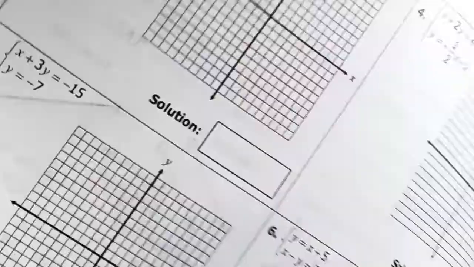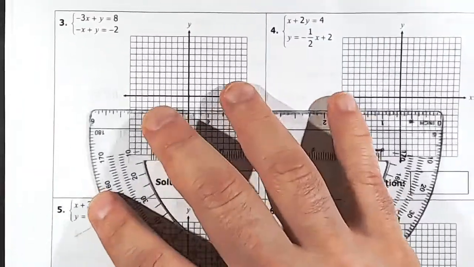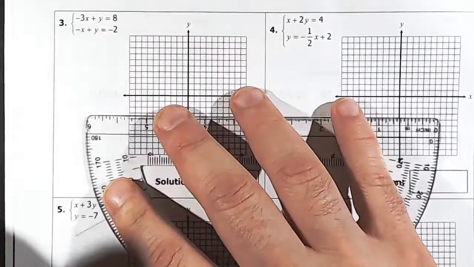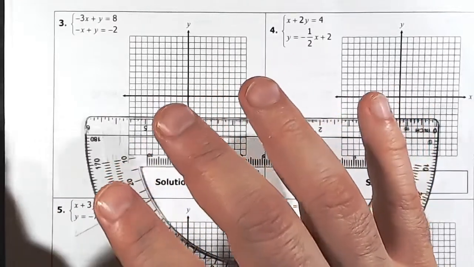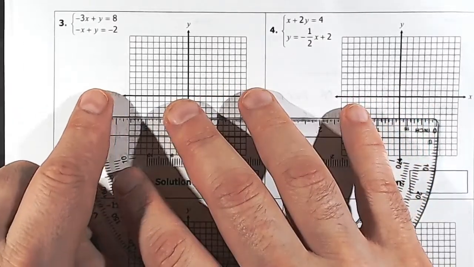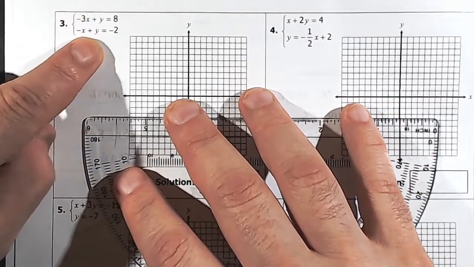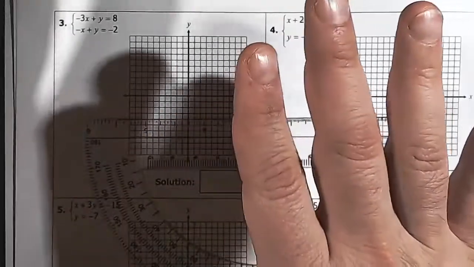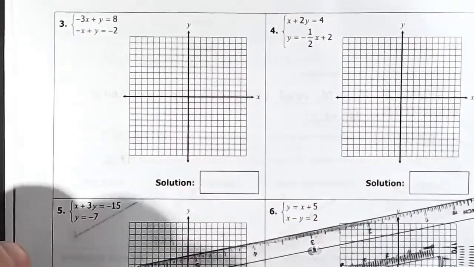All right, so let's get through a few of these by graphing. All right, now look at number 3. We have to remember our rules. Our first step that we have to follow is to rewrite the equation in slope-intercept form. So here we have two equations. Neither of them are in slope-intercept form. So before we can do anything else, we have to rewrite these equations in slope-intercept form.